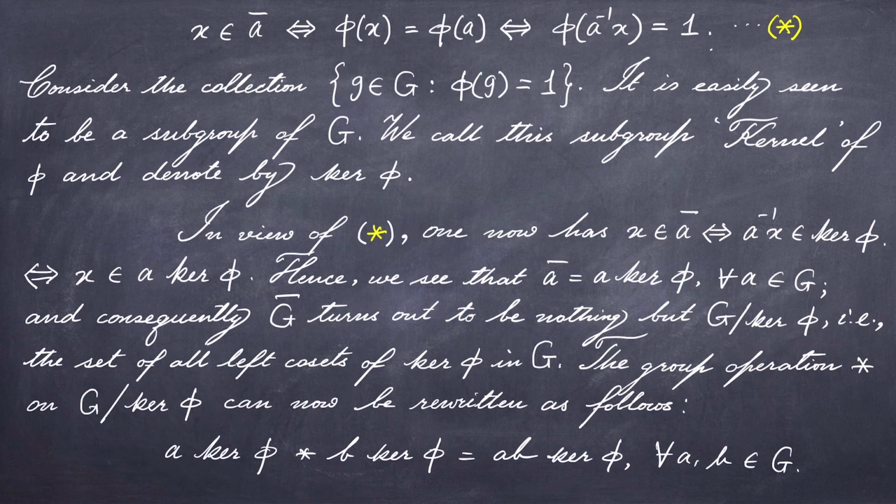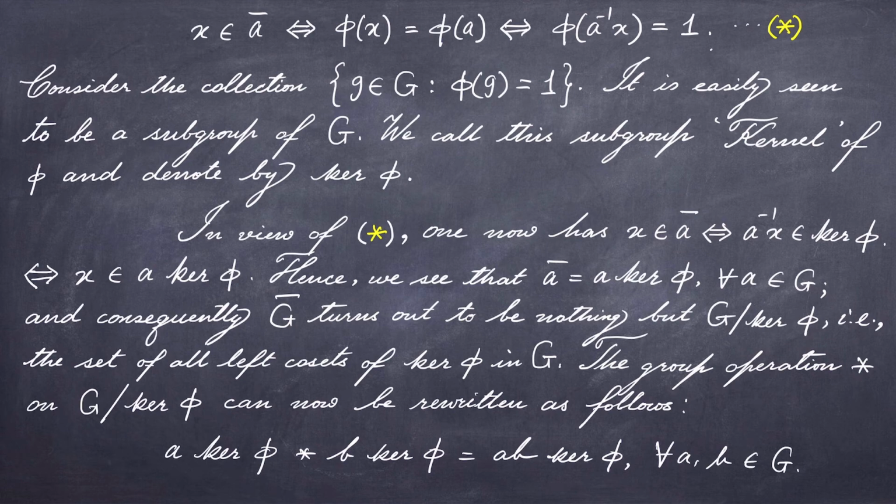I repeat: here we have seen that x is related to A if and only if A inverse x lies in this subgroup, which is called the kernel of phi. So A inverse x is in the kernel of phi means x is in this coset. The if and only if nature of the statement immediately yields that the equivalence class of A is nothing but this entire coset, and consequently G bar is nothing but the set of all left cosets of ker phi in G.